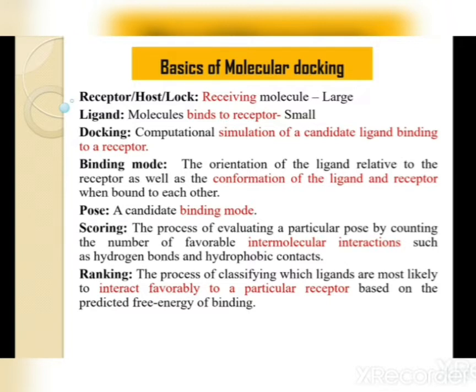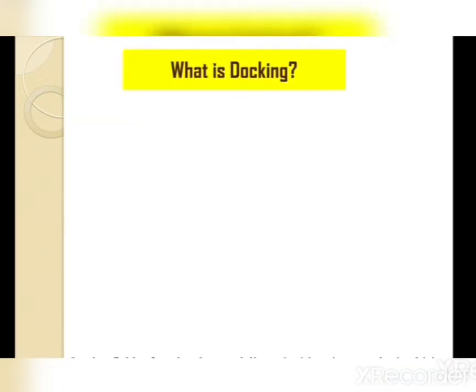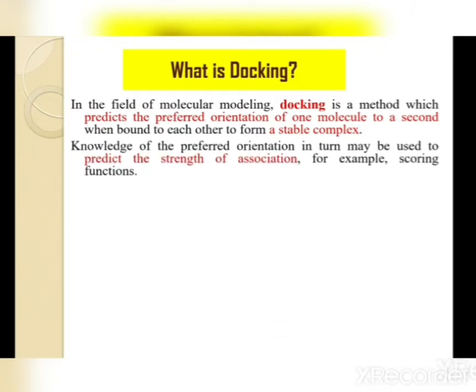Ranking is an analytical process where we have to determine the target of ligands and how the ligand is going to bind with the target. And docking assessment is where we have to interpret our results. Now, what is docking? Docking is an analytical method which predicts the preferred orientation of one molecule to a second molecule when bound to each other to form a stable complex. Knowledge of the preferred orientation in turn may be used to predict the strength of association.